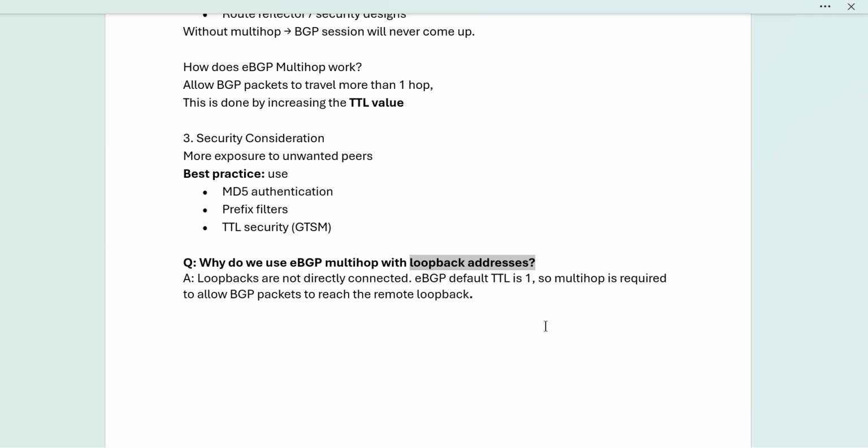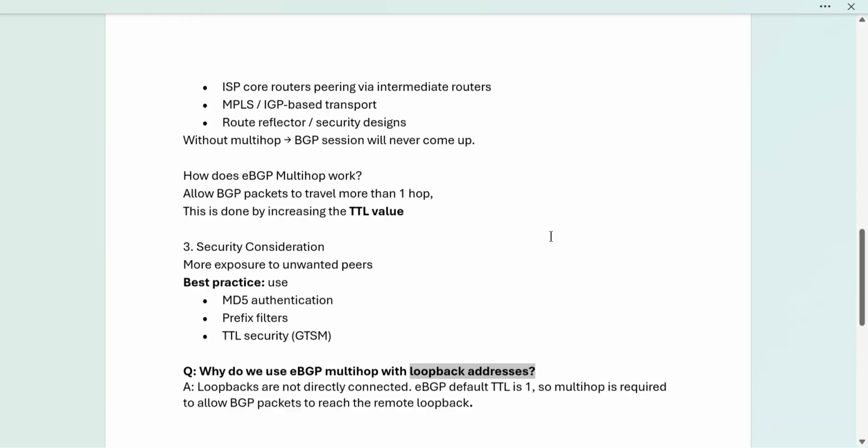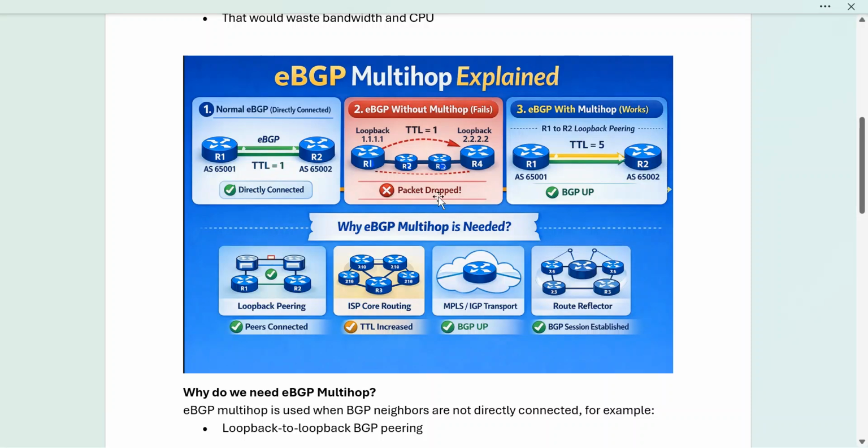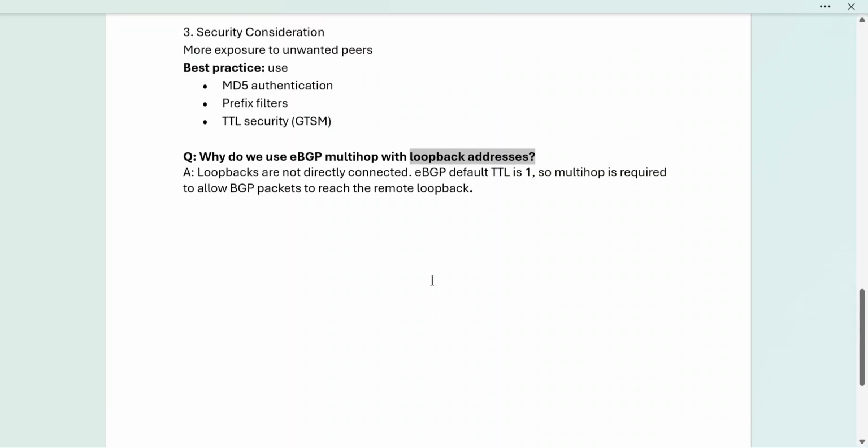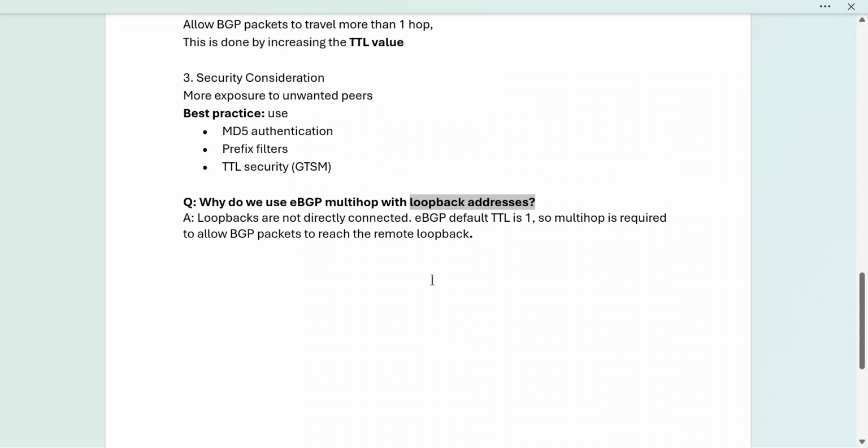So we can configure a loopback IP and make it routable. Suppose we are making a neighborship between R1 and R2, and we are using 1.1.1.1 and 2.2.2.2, then these loopbacks should be reachable, pingable, between R1 and R4. That is very important. So we need some routes between them, and that is why we need the loopback, right?